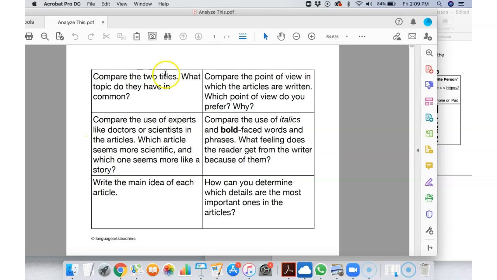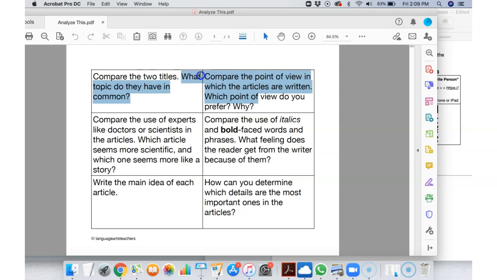Okay, so first of all, we're going to compare the two titles of the articles. What topic do they have in common? I kind of already hinted at that. So we definitely want to look at the titles of the articles. And of course, you can answer these in any order. Notice they're not numbered. On your student sheet, you'll be able to scroll down and type this in. I'm just showing you the questions right now.